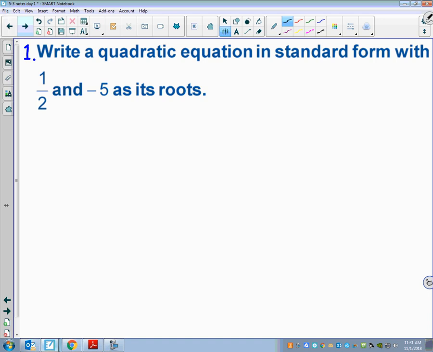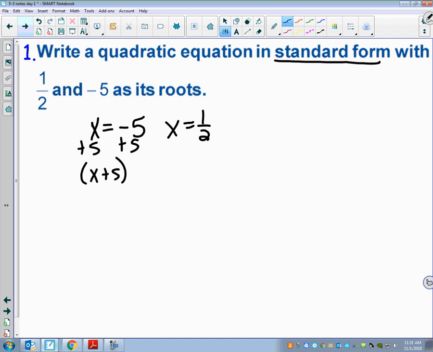It says write a quadratic equation in standard form with 1/2 and negative 5 as its roots. So remember, roots means it's zeros. So this means that we have roots at negative 5 and at positive 1/2. So we want to go backwards and go from the answer to the equation. So think about if I wanted to move this back over, I would just add 5 over here, and that would be the factor x plus 5. And the same thing on this one, but normally we don't have fractions in our answer. So instead of getting a fraction, I'm going to multiply by 2, and that would give me 2x equals 1. And if I subtract the 1 over, that would be the factor 2x minus 1.